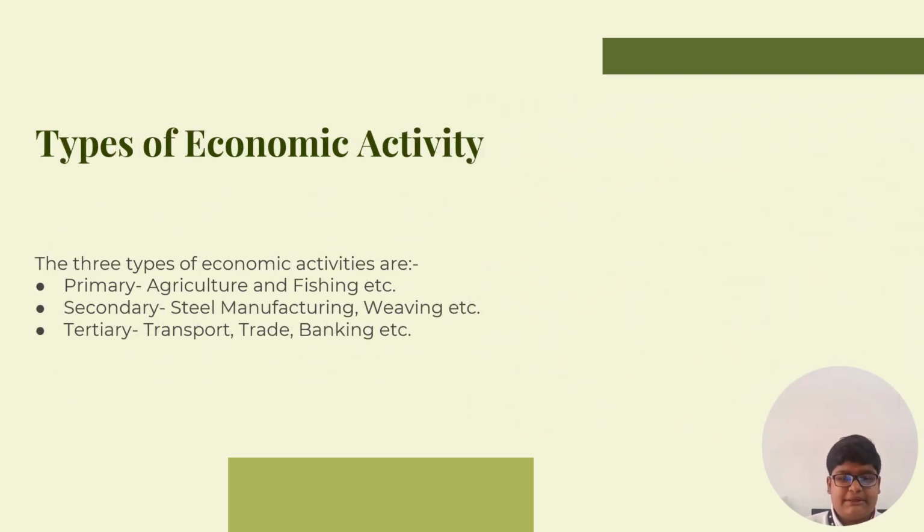Different types of economic activity. Before going in detail, let us discuss primary, secondary, and tertiary activities. Primary activities include all those activities connected to the extraction and production of natural resources. Secondary activities are concerned with the processing of natural resources like manufacturing steel, weaving of cloth, etc. Tertiary activities provide support to primary and secondary sectors. Transport, trade, banking, insurance, etc. are examples of tertiary activities.